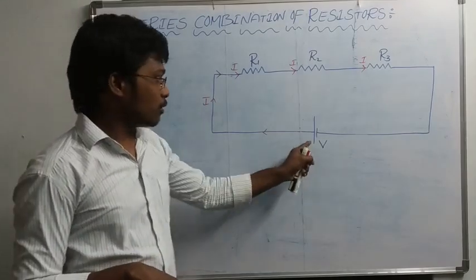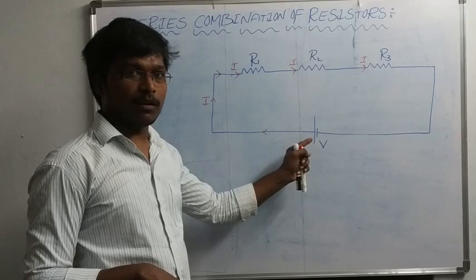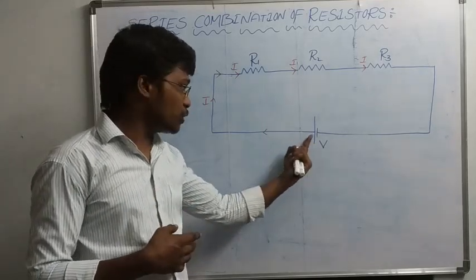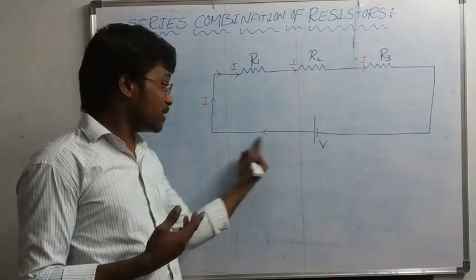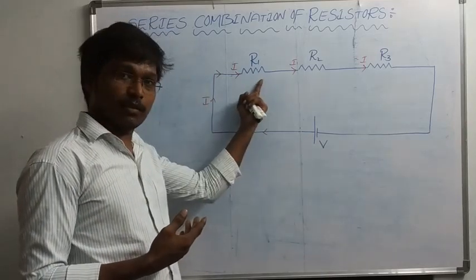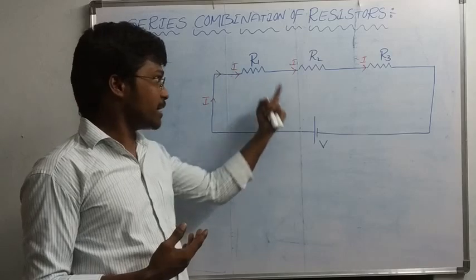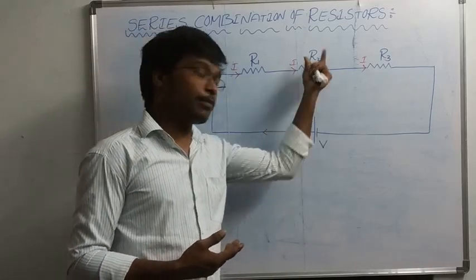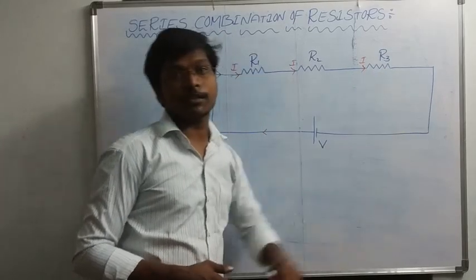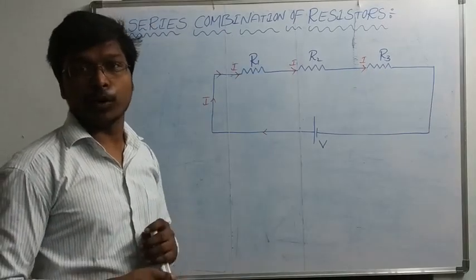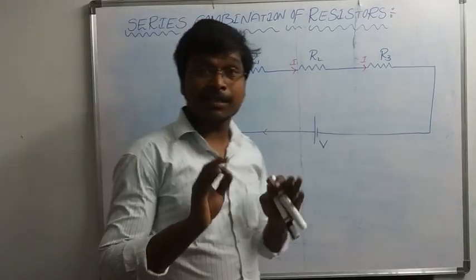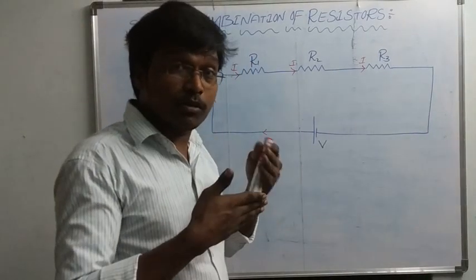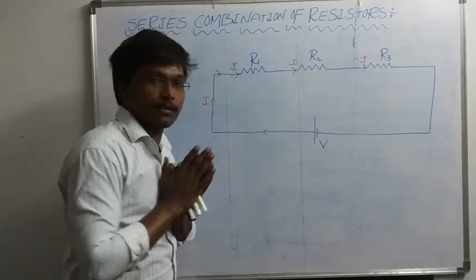How much current is the battery producing? That much current only travels and flows through this resistor. Again, the same amount of current flows through this resistor, and again the same amount of current flows through this resistor. Remember, it is a very important point. Whenever resistors are connected in a series format, the same amount of current flows through all the resistors.